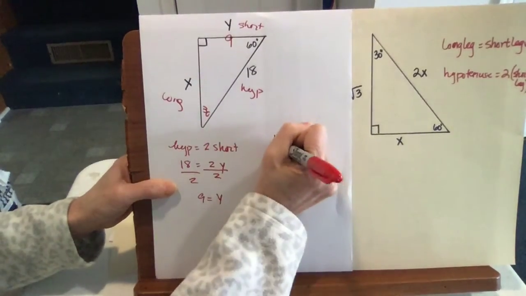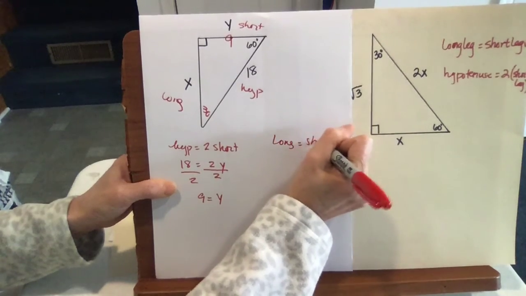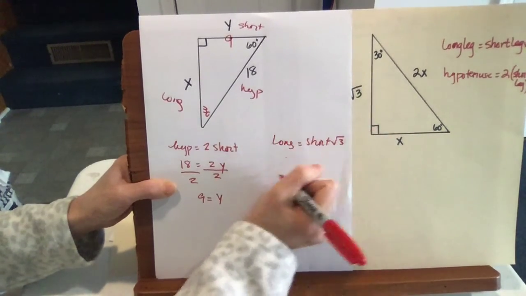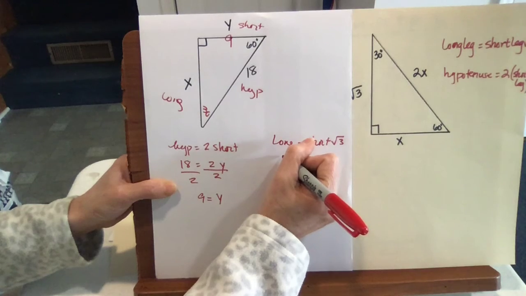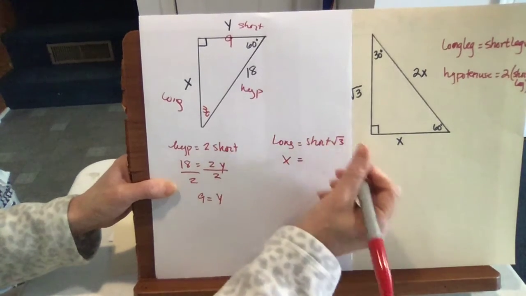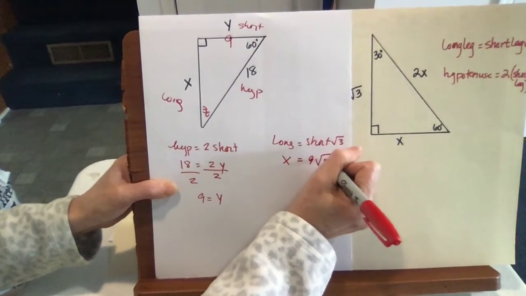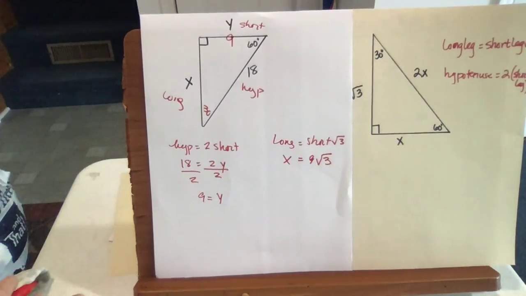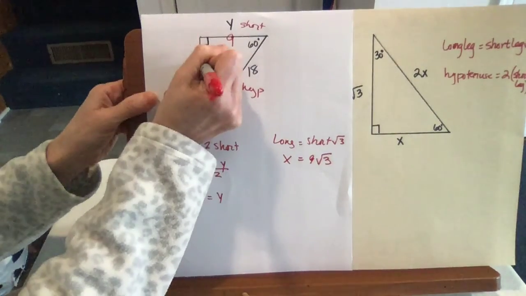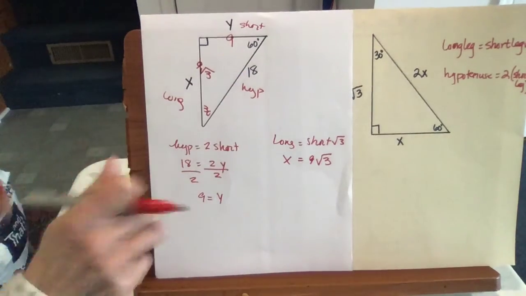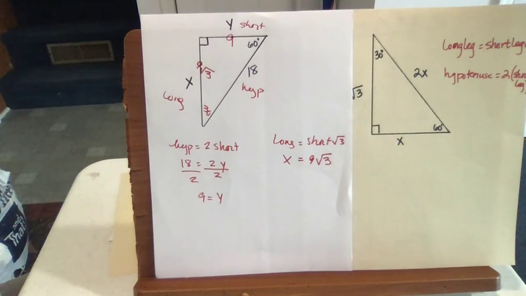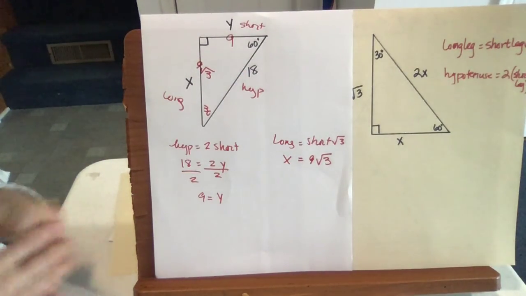And our long leg is short times root 3. So our long leg is x. And our short leg is 9 times root 3. And that would be our long leg, 9 root 3. And that is how you calculate the side lengths of a 30, 60, 90 right triangle.